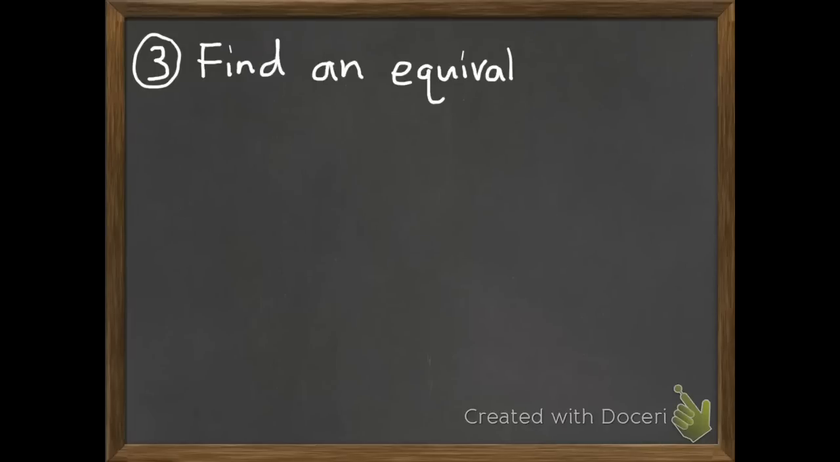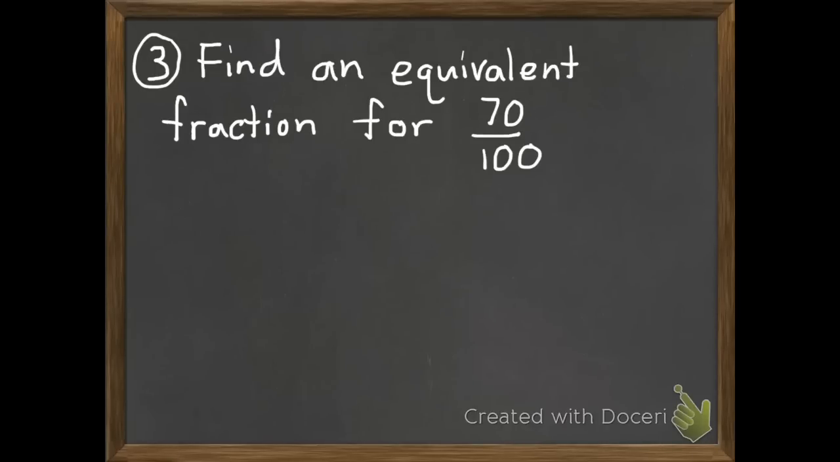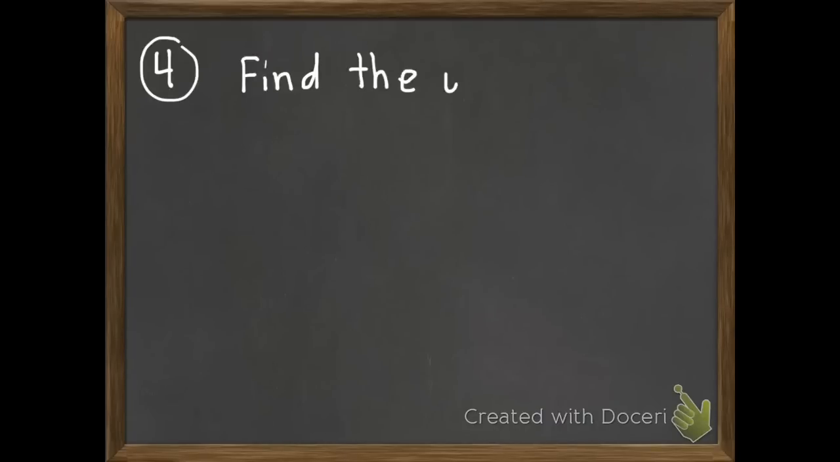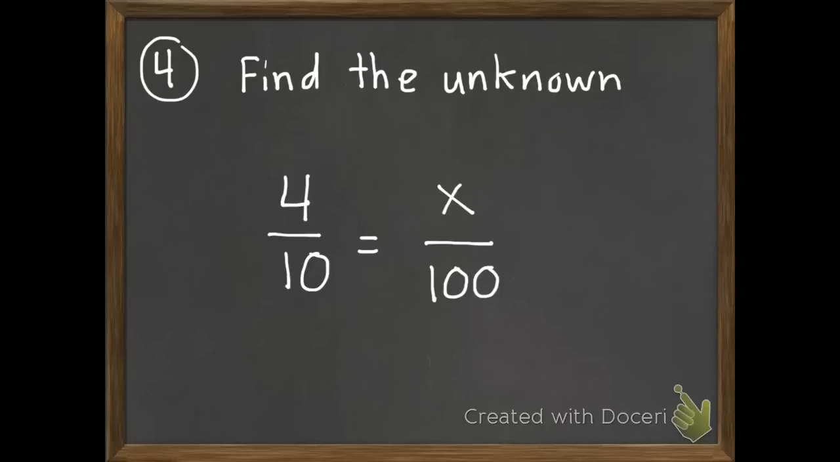Number 3. Find an equivalent fraction for 70/100. And fourth, find the unknown for 4/10 equals how many 100ths.